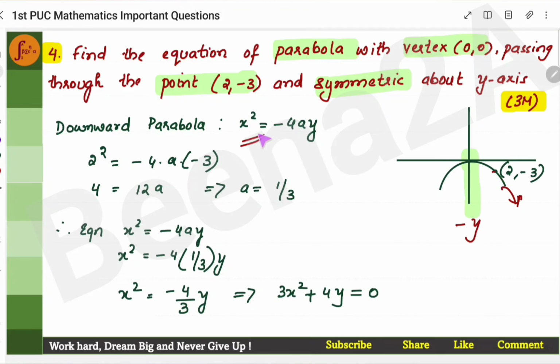What is the equation for downward? X square equals minus 4ay. Right? Now, you take this point, x and y coordinates, and substitute in this particular equation. Substitute x and y, and you'll find the a value. Now, you take the same equation, right? Leave x as is, y as is. Instead of a, put this value, and then you'll get the equation.